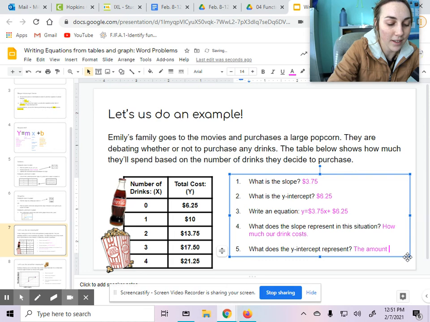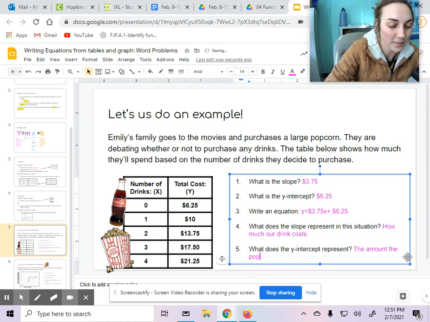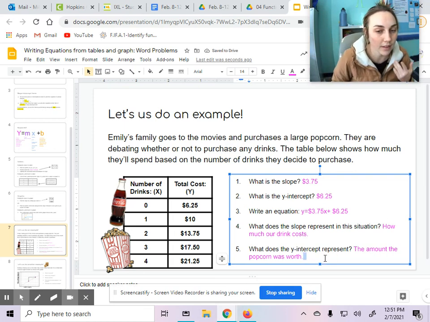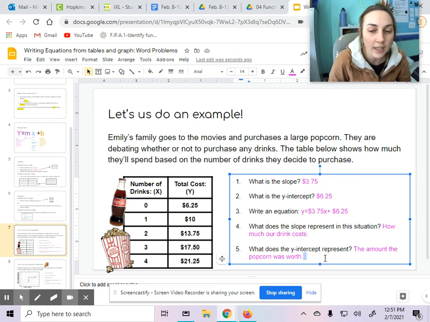The amount the popcorn was worth. So there you go, guys. We answered all of the questions. We found the slope, found the y-intercept. We were able to make an equation, and then we were able to find, what does the slope represent here, and then what does the y-intercept represent.